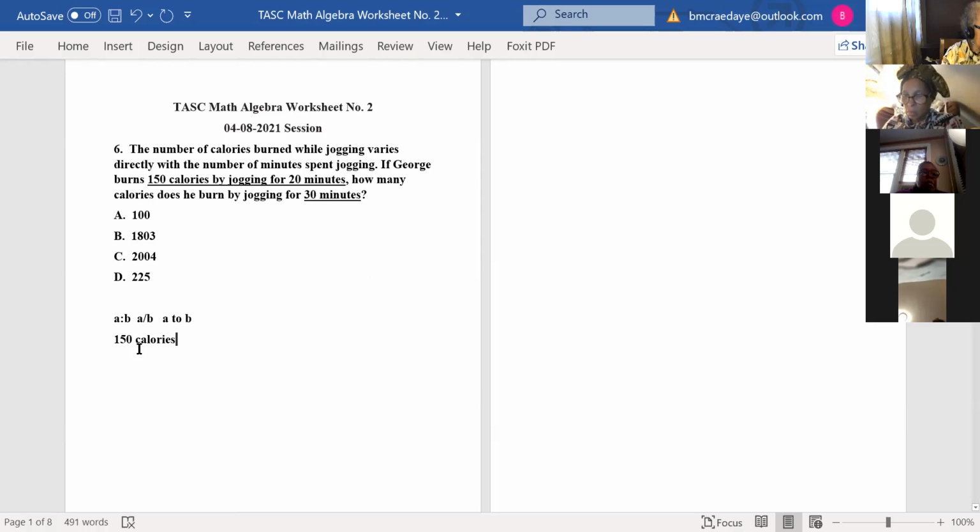Now we're going to write this as a fraction. So this will be over what number? 150 calories for how many? This will be over 20. Yes, 150 calories for 20 minutes. So this would be 20 minutes. Let me just spell it out, M-I-N-U-T-E-S, because it's important to have your units. So one of your ratios is 150 calories for 20 minutes.